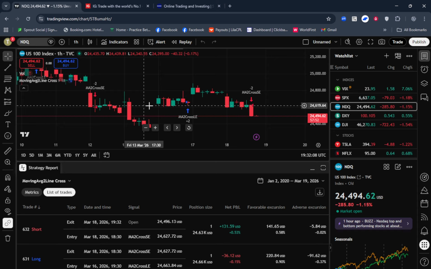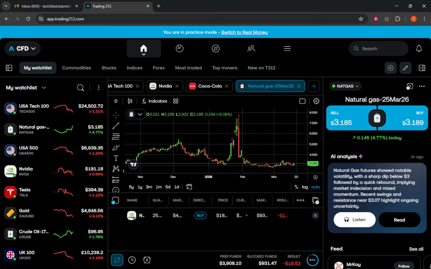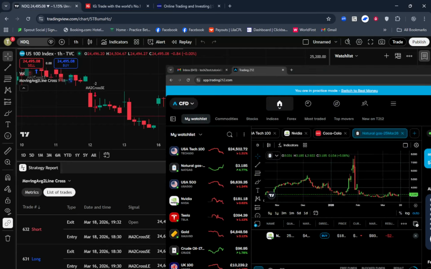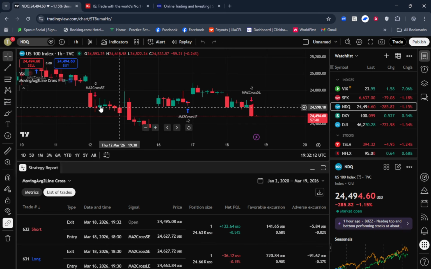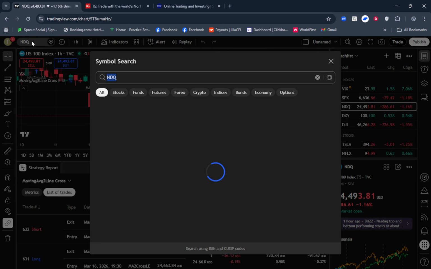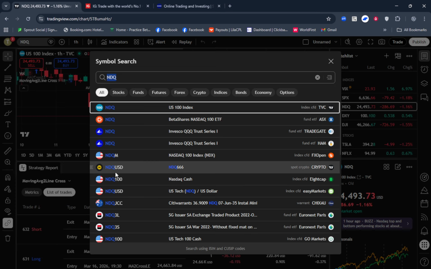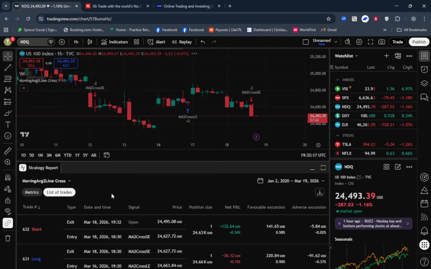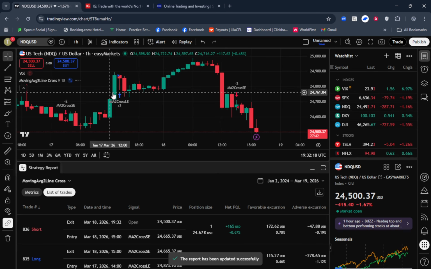So what can you do? The most common approach is to use TradingView purely for charting and analysis, and then place your trades on Trading 212. Open your charts in TradingView, add your indicators, draw your trend lines, and map out your signals. When you're ready, switch over to Trading 212 and manually enter the trade there.